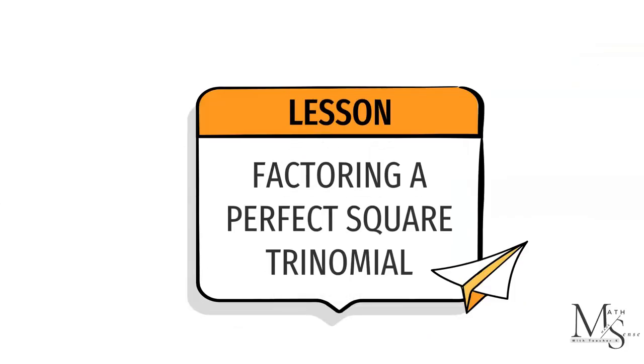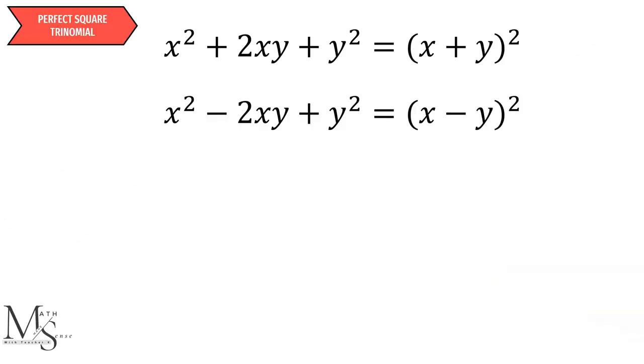For today's lesson, let's talk about factoring a perfect square trinomial. How do we know if a given polynomial is a perfect square trinomial? The first and last term should be perfect squares. It means you can take the square root of each term.